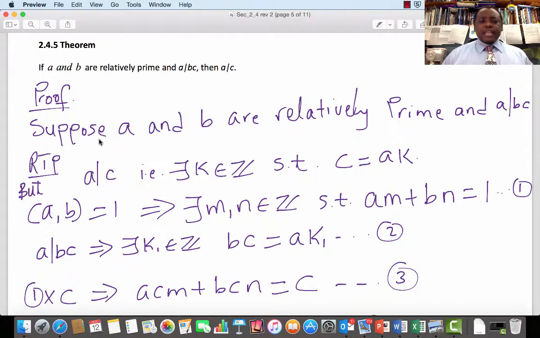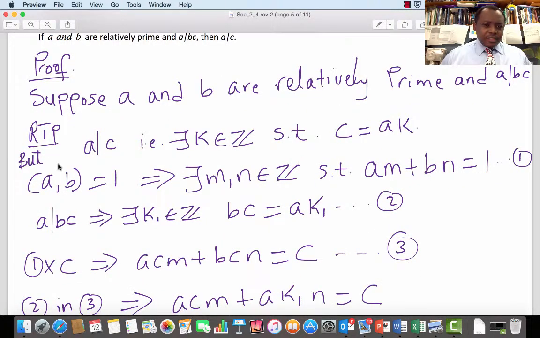Proof. Suppose a and b are relatively prime and a divides b times c. Required to prove: we want to prove that a divides c, i.e., we want to show that there exists an integer k such that c equals a times k. But the GCD of a and b equals 1 implies that there exist m and n in Z such that am plus bn equals 1, i.e., 1 can be written as a linear combination of a and b. Call that equation 1.